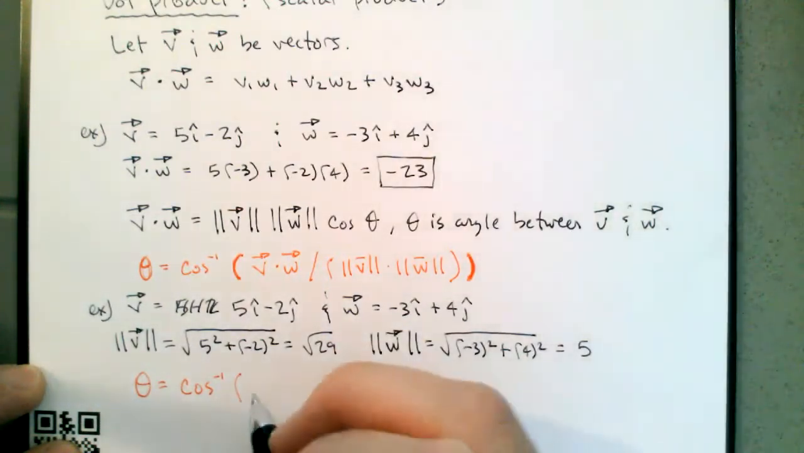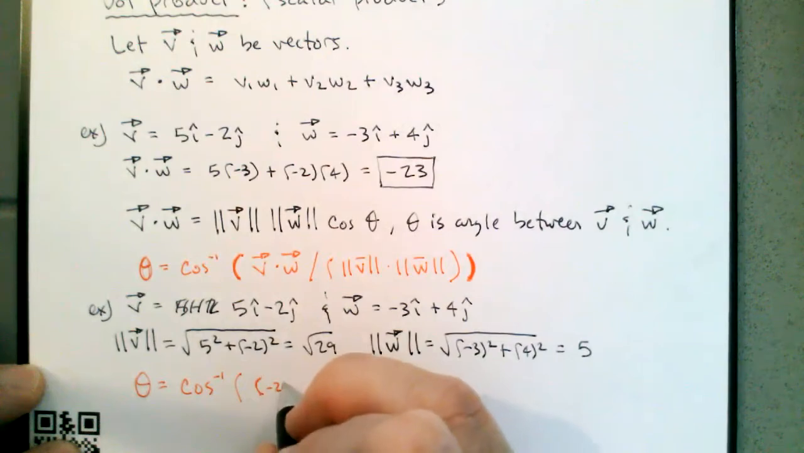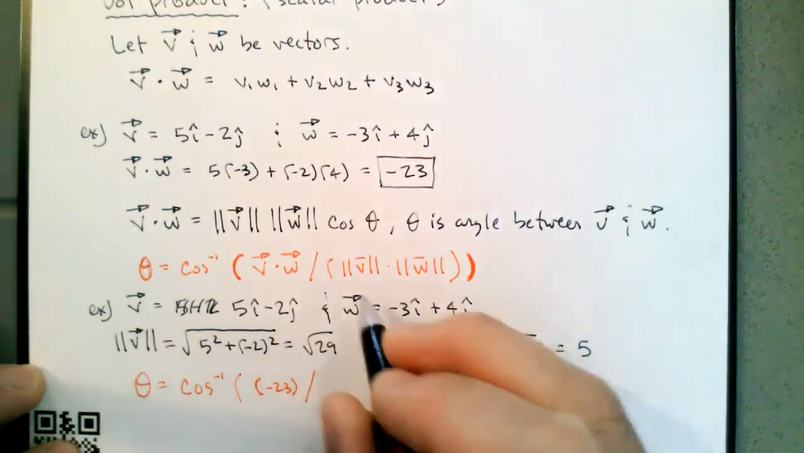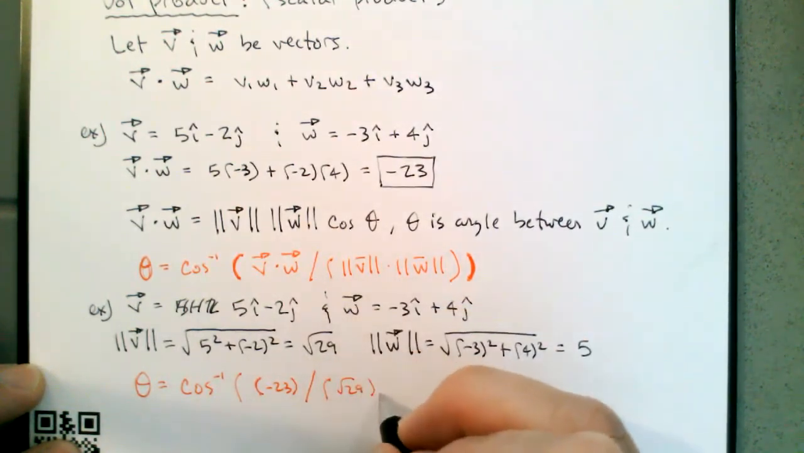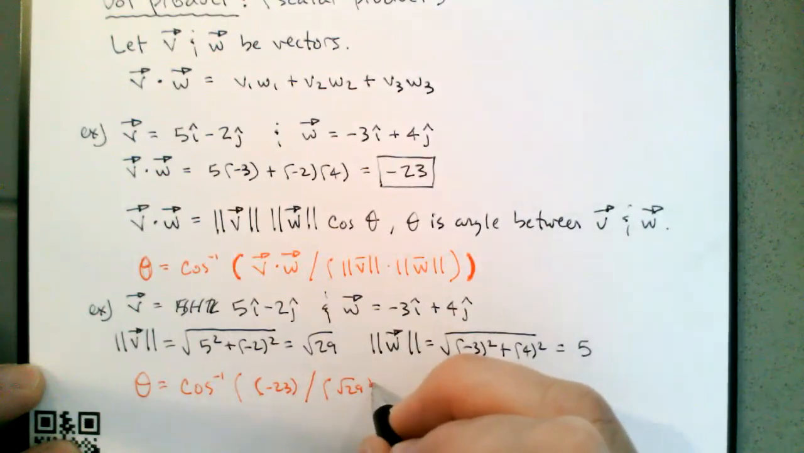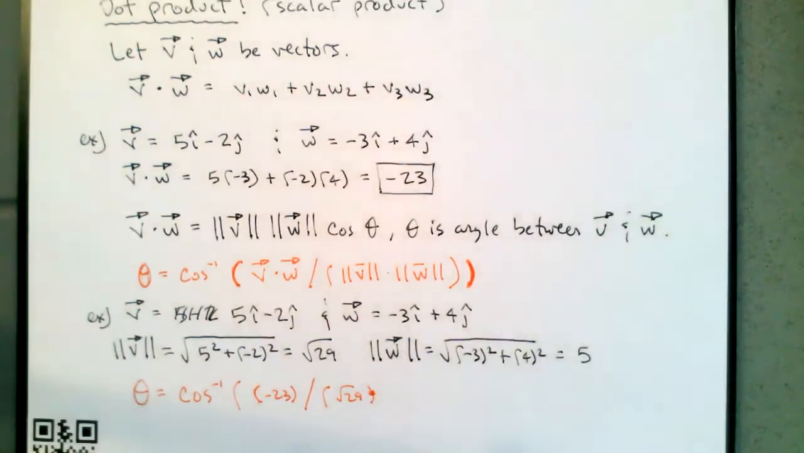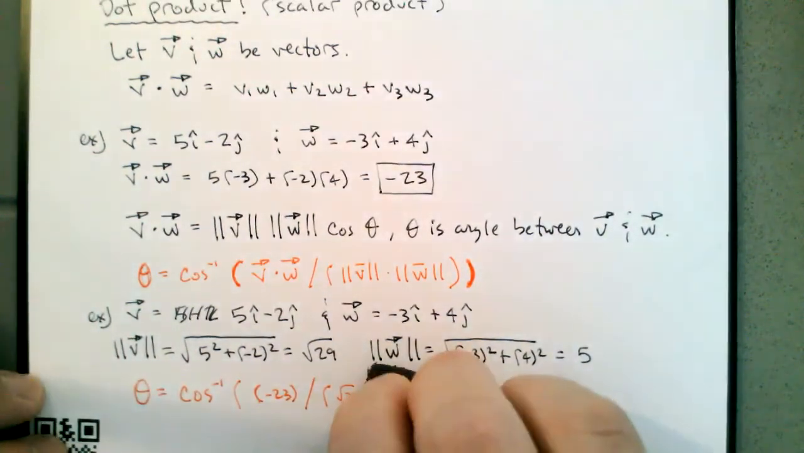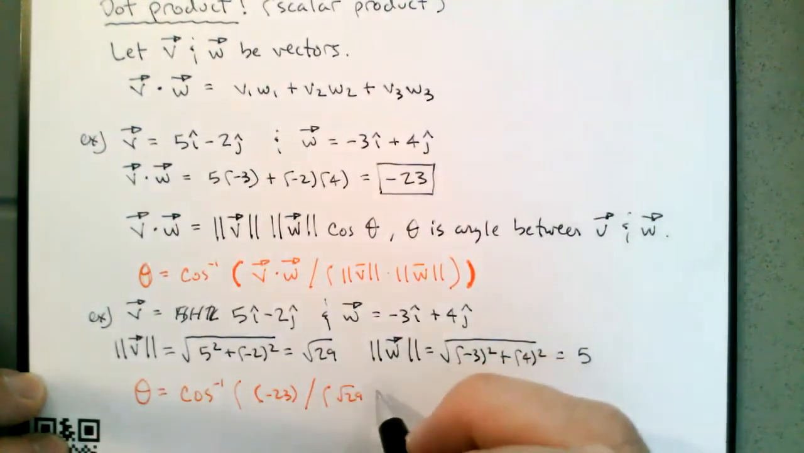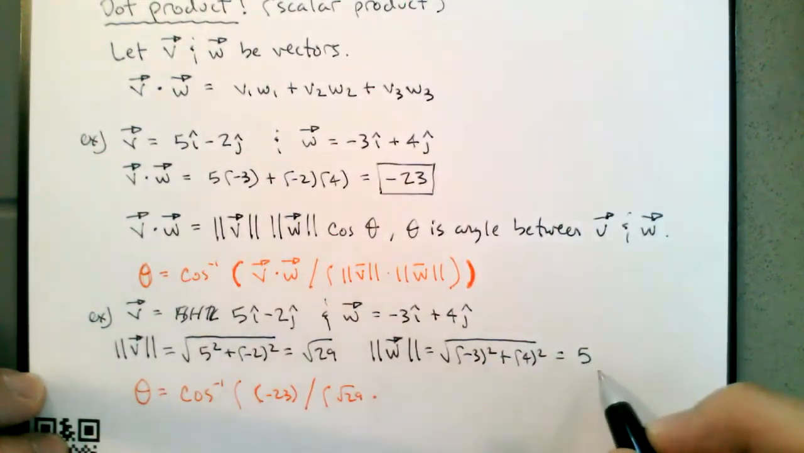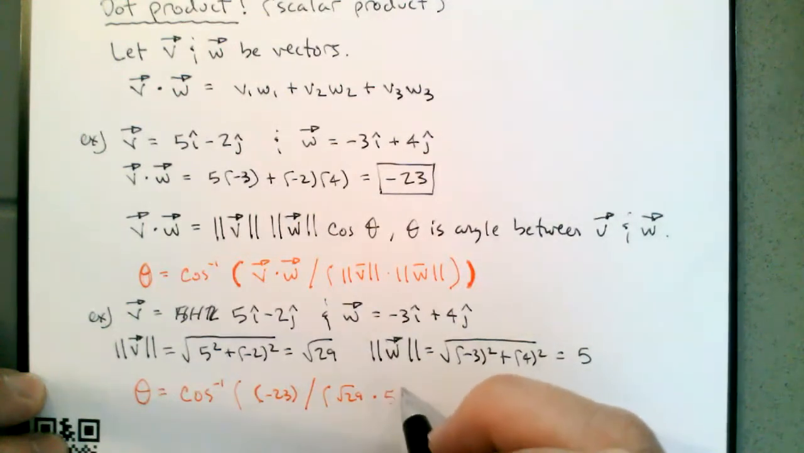Well, I didn't color code anything. Dang it. Divided by the magnitude of v, square root of 29. Oops. Change one thing about how you usually do your notation, it messes everything up the rest of the day. Times the magnitude of w, 5.